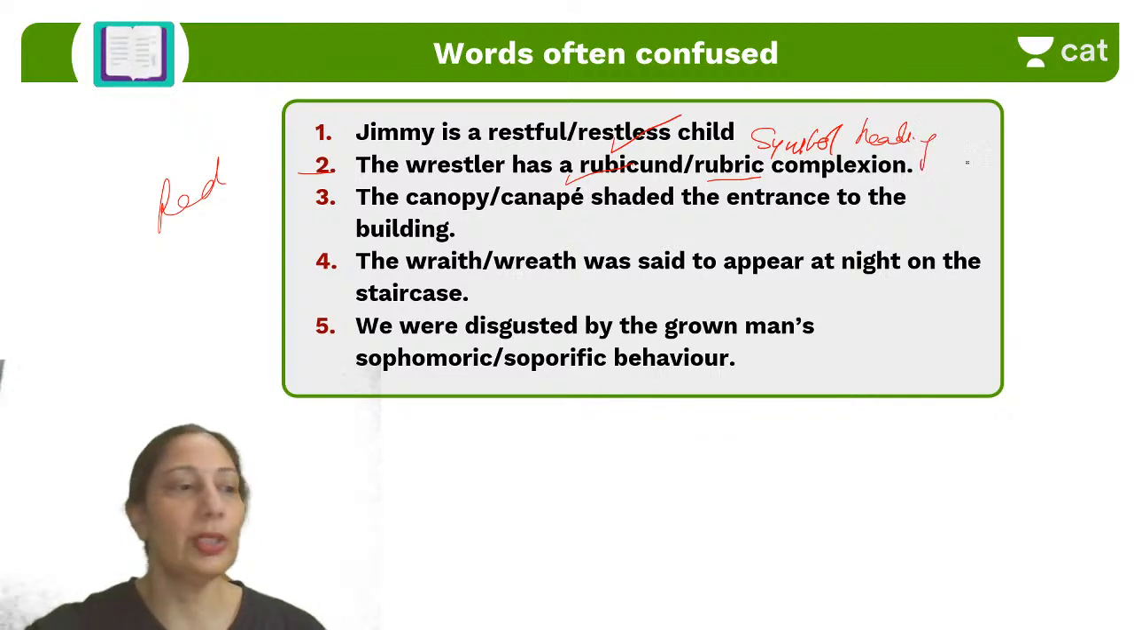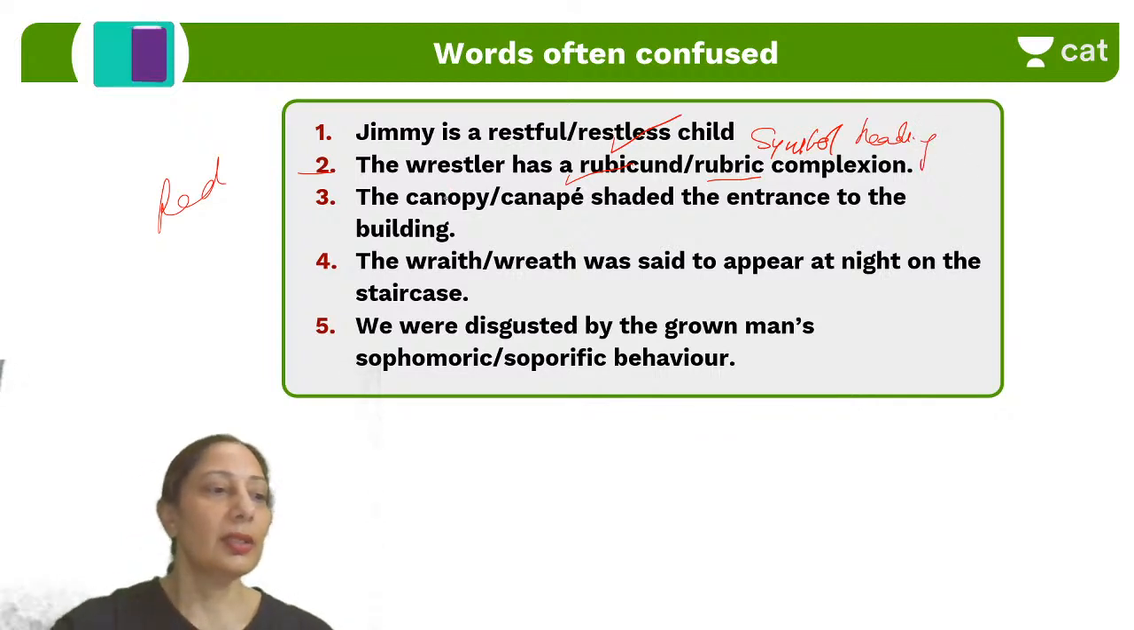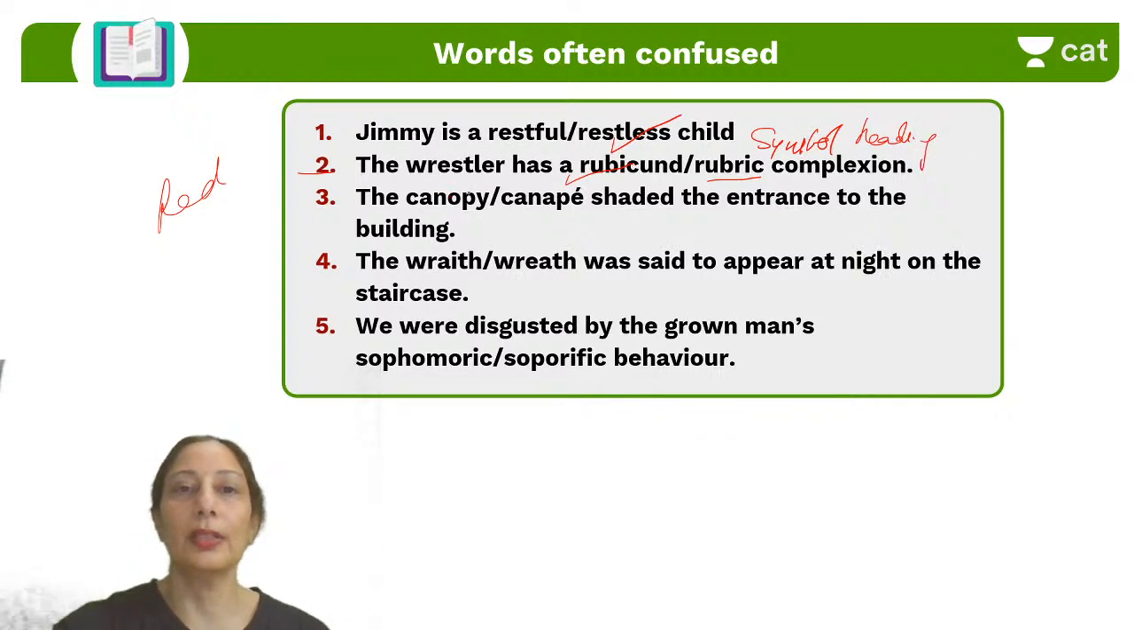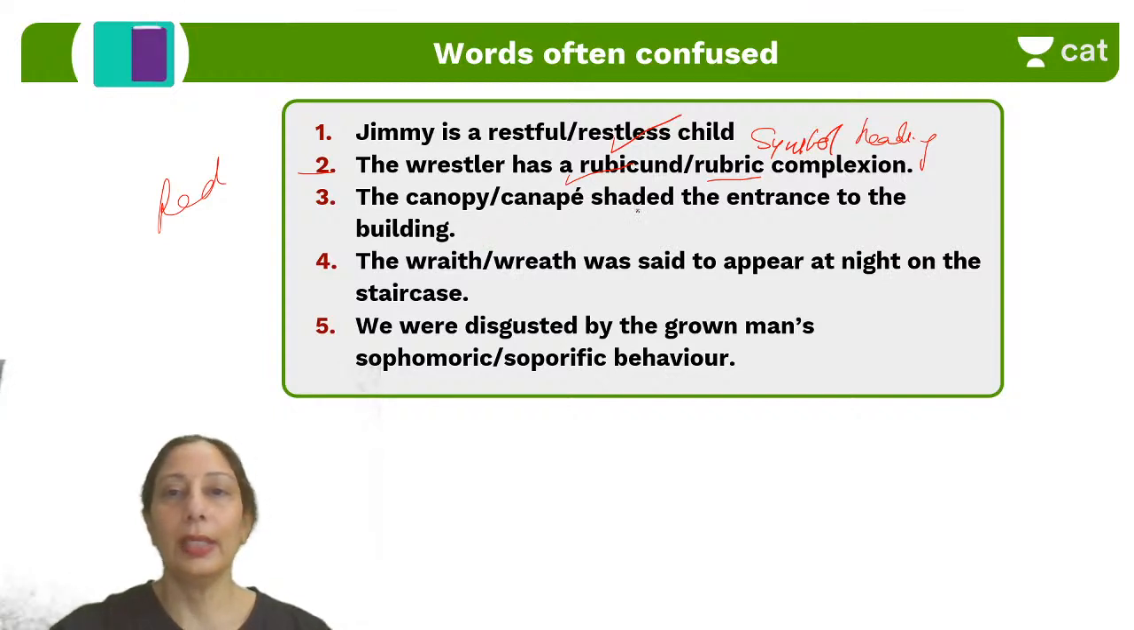So you say follow the rubric, right? Yes, it's not rubric. Rubicund is reddish. The canopy or the canape shaded the entrance to the building. What is the answer here? Third one. The canopy or canape shaded the entrance to the building.